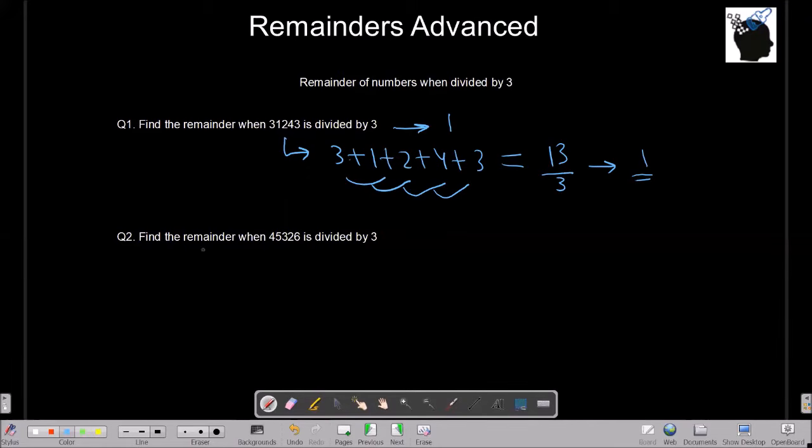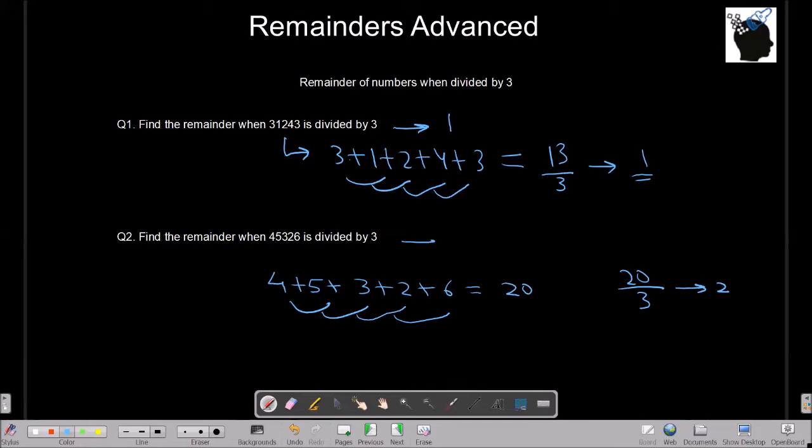Let's try the second one. So find the remainder when 45326 is divided by 3. Let's find the sum of the digits. So 4 plus 5 plus 3 plus 2 plus 6, which is nothing but 9, plus 3 is 12, 12 plus 2 is 14, and 14 plus 6 is 20. That means 20 divided by 3, which is nothing but 2 remainder. So the remainder of 45326 when divided by 3 will be nothing but 2.